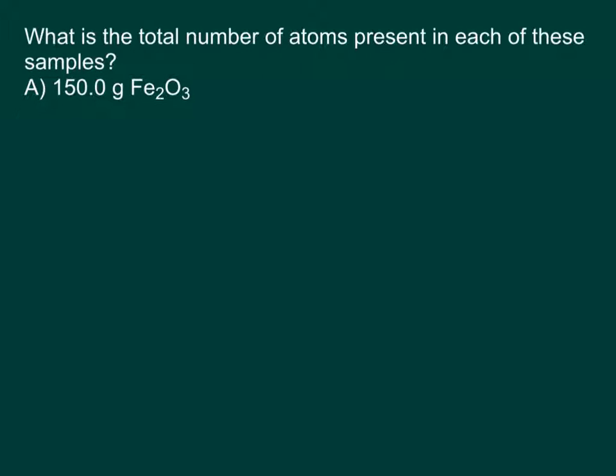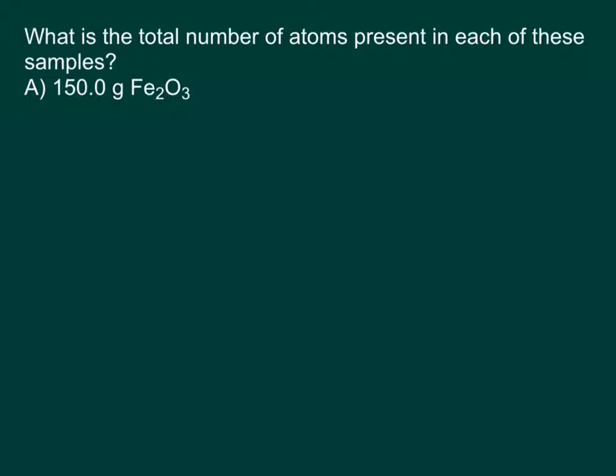Alrighty, so now we have more of a difficult mole problem, and I chose this because I wanted you to see something that was a little more difficult in terms of how to use the conversion factors. So this one says, what is the total number of atoms present in each of these samples? And the only sample it gives you, so it really should say sample, I pulled it from another problem. Obviously, there's more. So the only sample they give you is 150 grams of iron 3 oxide.